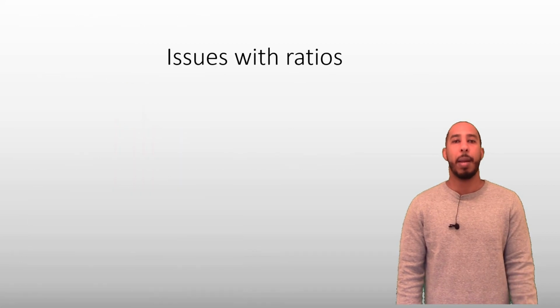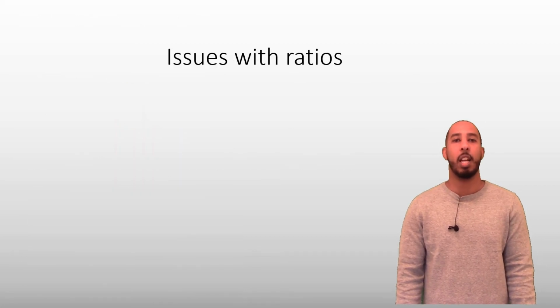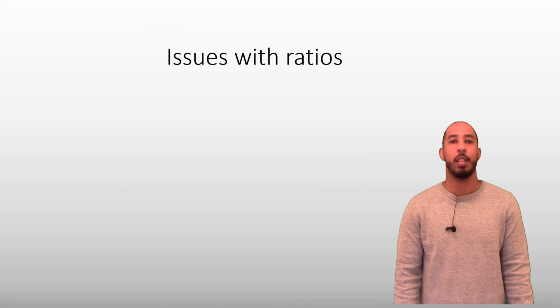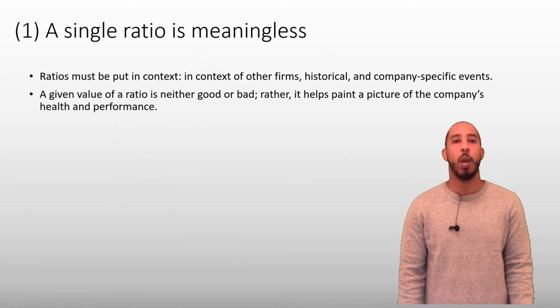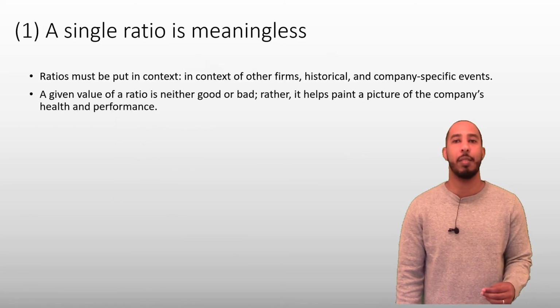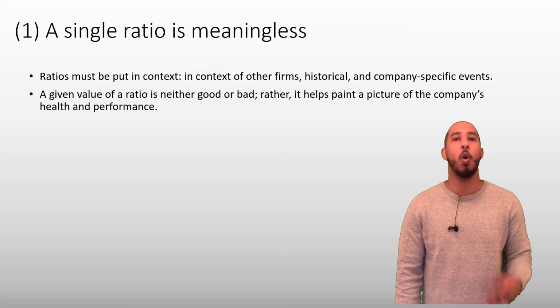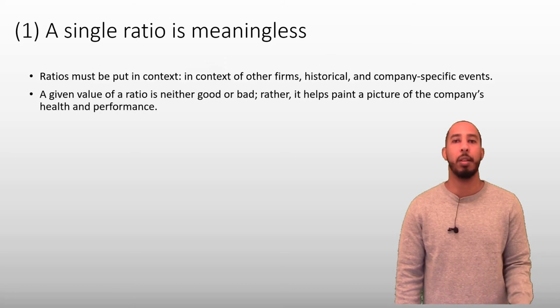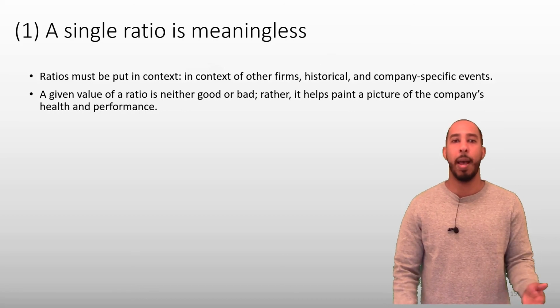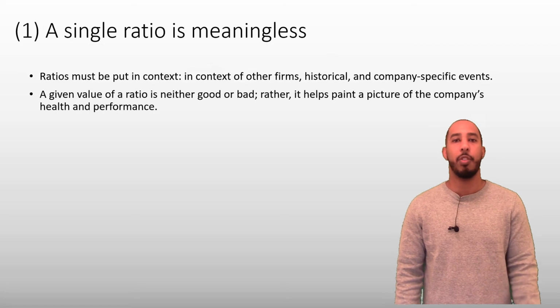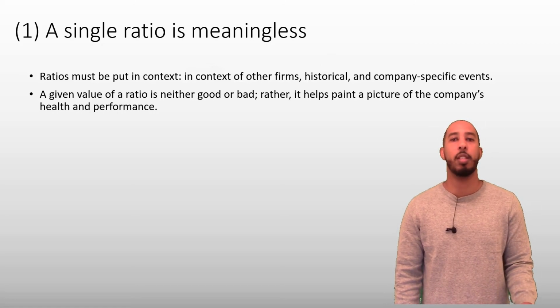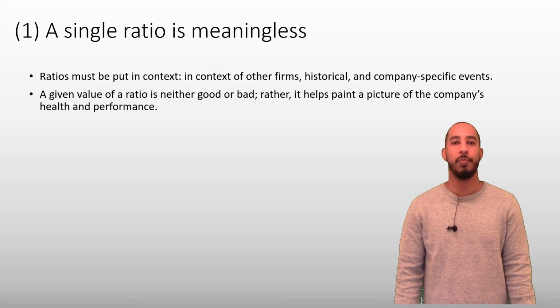I want to wrap up by discussing some of the issues or limitations that come with using ratio analysis. As I mentioned a few times, ratios have to be put into context. A single ratio by itself provides very little information. It only adds value when compared to something else. So try to avoid saying that a particular number is just good or bad. It's all relative. They're either good or bad relative to their peers, for example.